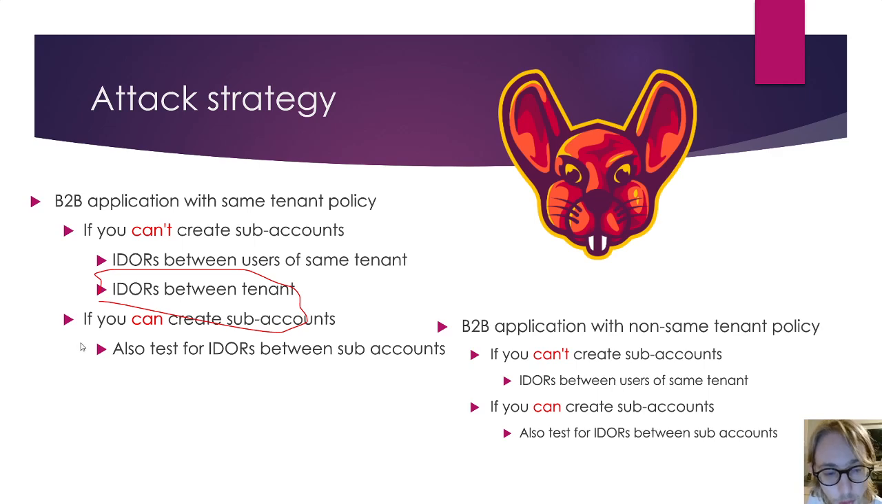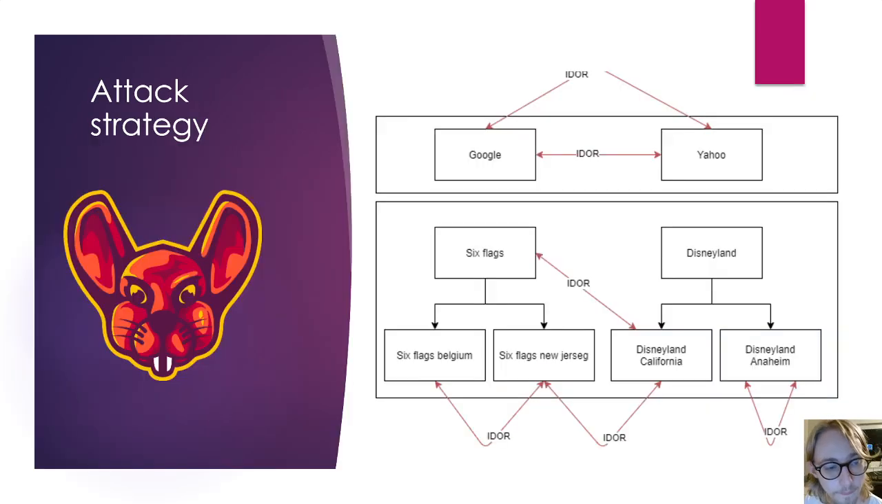And if you can create those sub-accounts, you can also test for IDORs between the sub-accounts. Now, what I mean by that will become much more apparent later. If you have a non-same tenant policy, and if you can't create sub-accounts, IDORs between users of the same account should be tested. Now, as for your attack strategy, if you have, for example, this is what I was talking about, a same tenant policy where you can create users with sub-accounts.